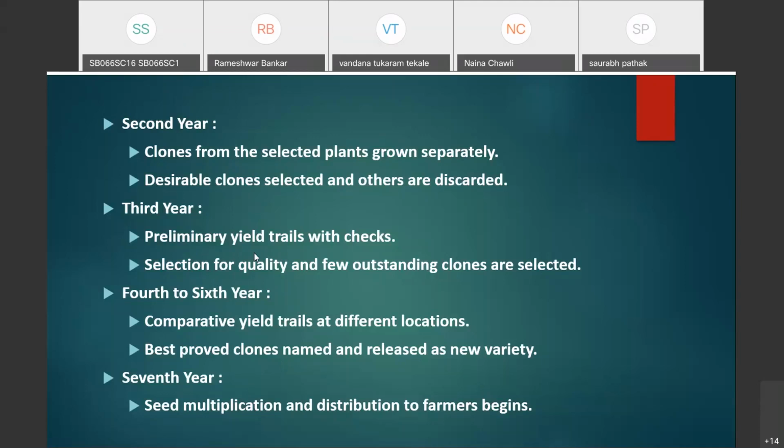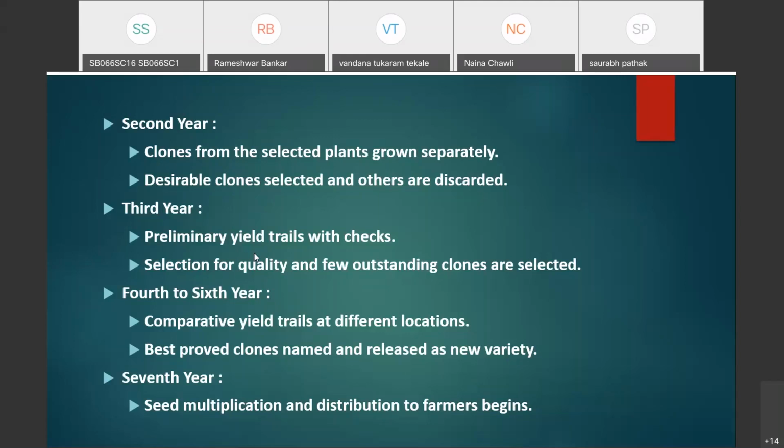Okay, then in the fourth to sixth year, comparative yield trials are carried out at different locations, or we can say in different regions, to check their adaptability or acclimatization with the wider environmental conditions. That's why the comparative yield trials are carried out for about 3 years at the different locations, and then their performance is evaluated, and the best proved clones are named and released as the new variety.